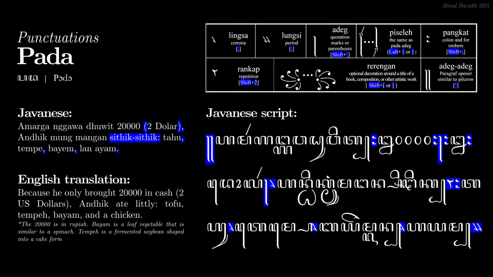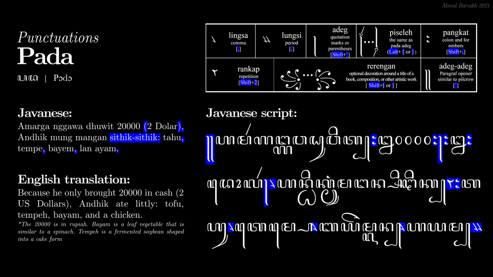Aksara Jawa has punctuation, some of which resembles the punctuation in English. For example, we have lingso that is used like a comma, lungsi that is used like a period, adek that is used as a quotation mark, pisalah that is used as a parenthesis, and pangkat used like a colon and also used to wrap a number around. Those 5 are easy to explain, and here's the punctuation that differs from English.